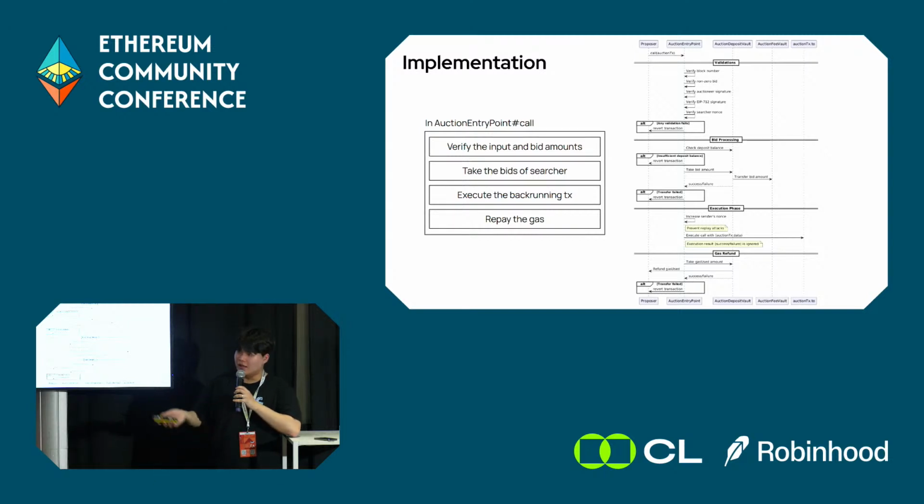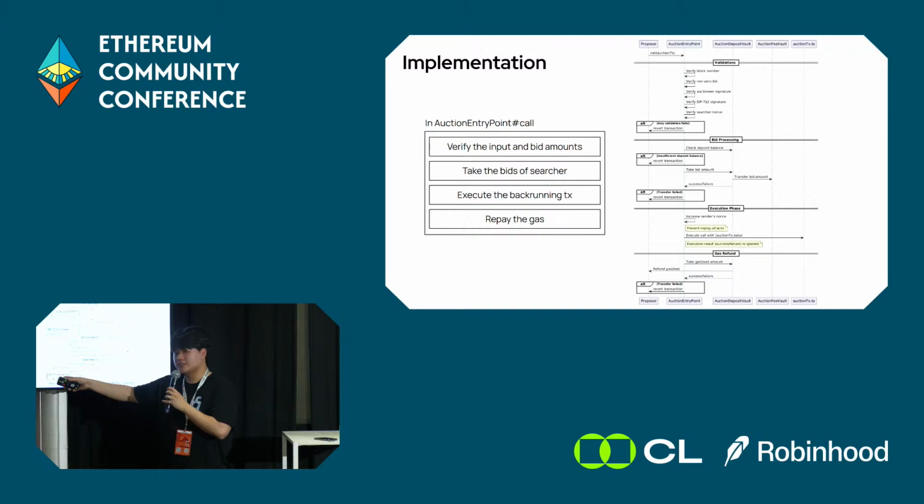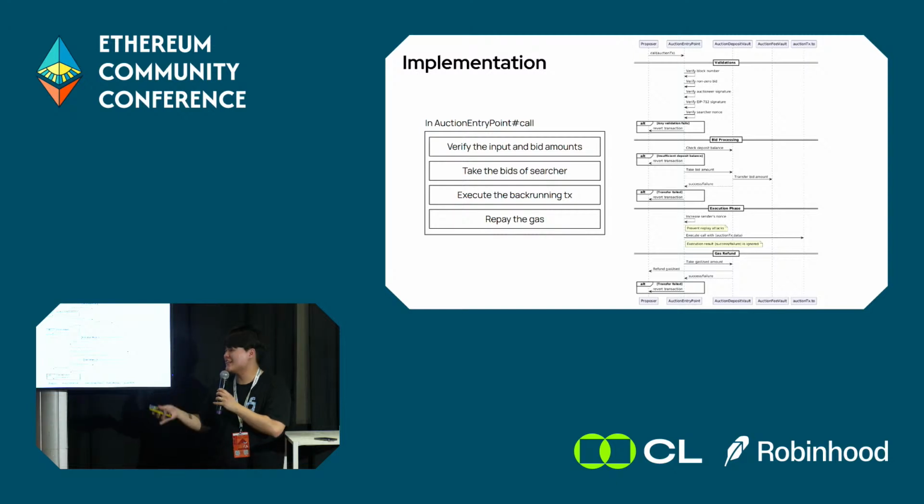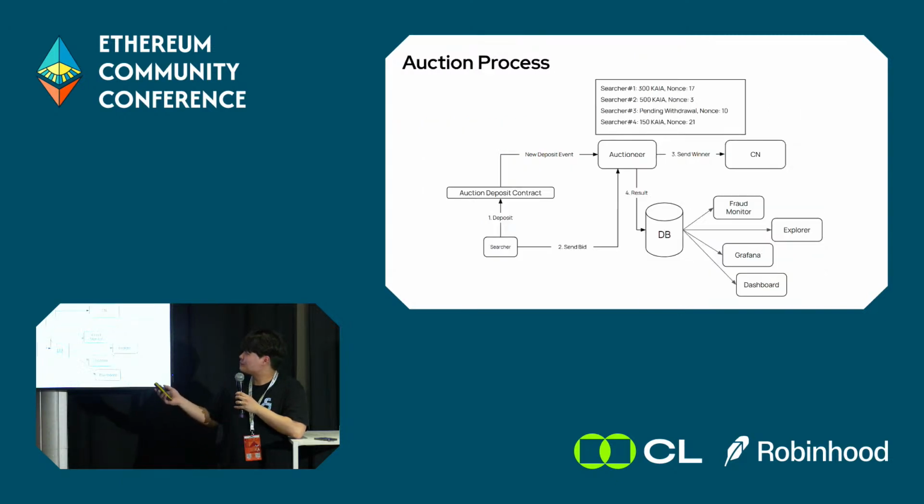So you might have a question: if the transaction is reverted, then the validator will lose some gas fee. To avoid this, we introduce some core client changes, but due to time, I will skip that part. Sorry for that. So we can recap the auction process.